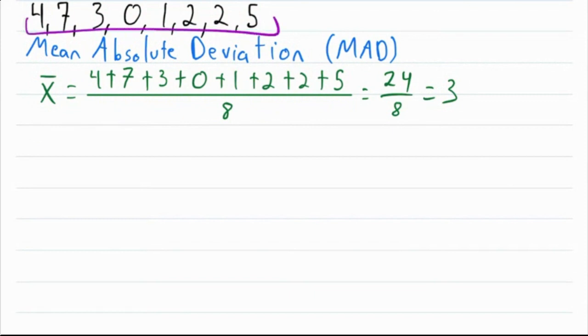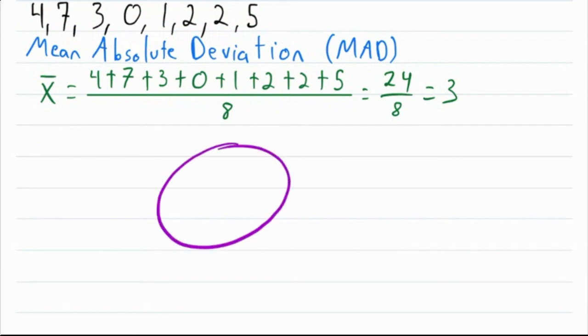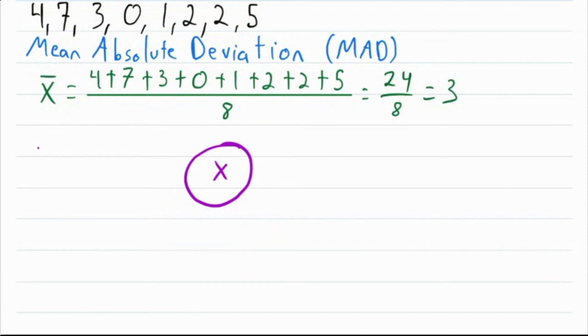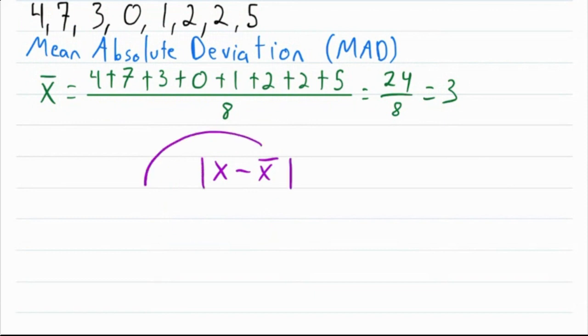Now let's say we have a generic value from our data set. We'll just call it x. How do we calculate the distance between x and the mean x bar? To do that, all we have to do is take the absolute value of the difference of those two numbers. So this is the absolute value of x, our data point, minus x bar, the mean. And it tells us how far away these two values are.